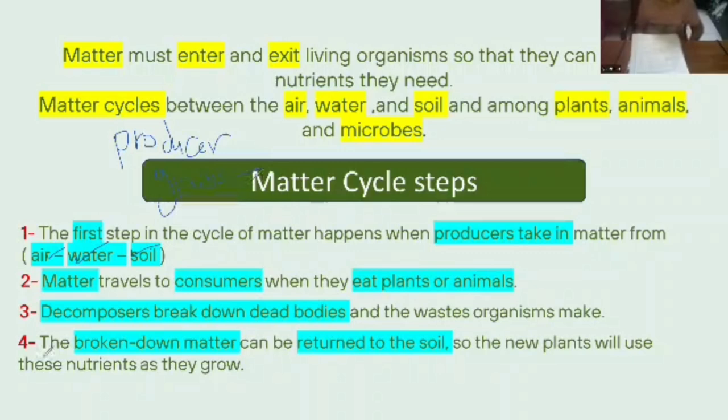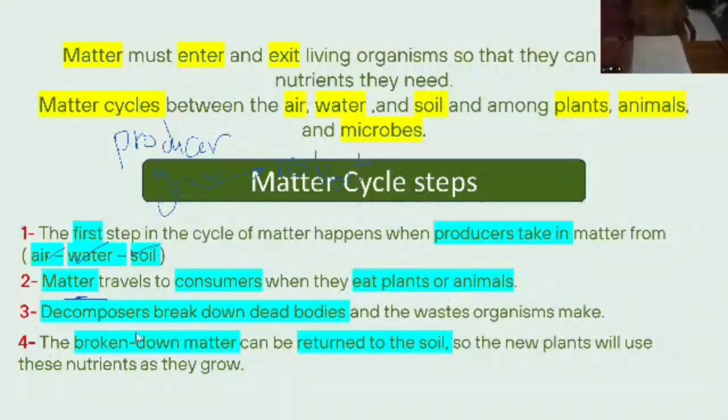Then this matter travels to consumers when they eat plants or animals. If there is grass, for example, a rabbit is the primary consumer. When this rabbit eats this grass, what happens, Yasmina? The matter and also the energy travel from the producer to the consumer when they eat plants or animals.